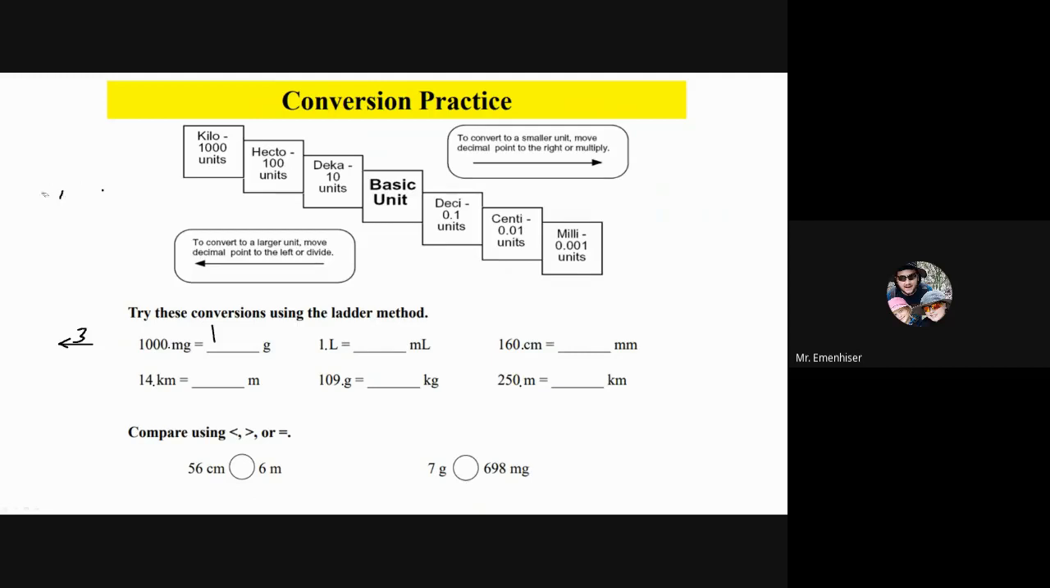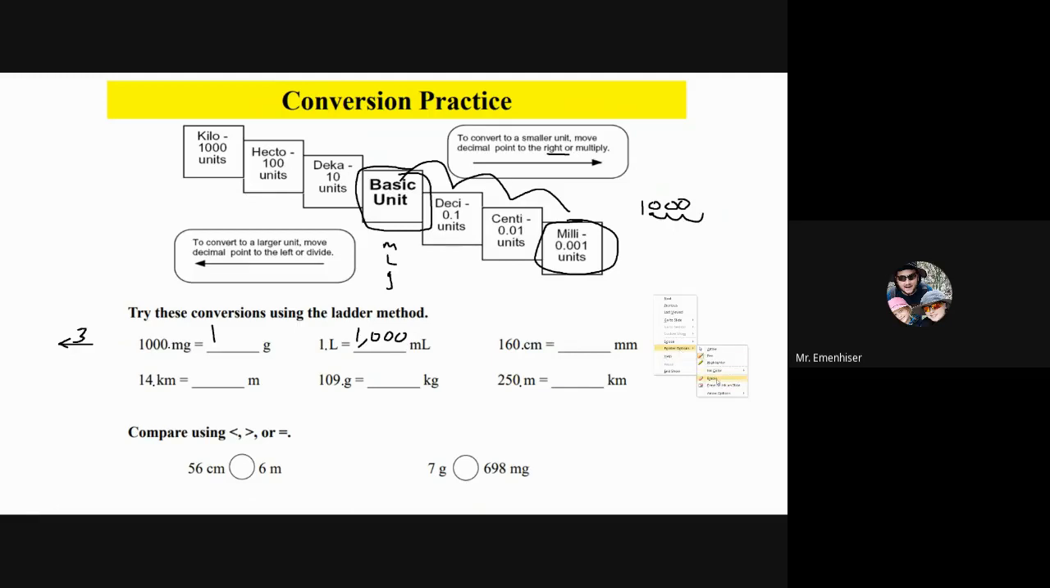Let's even erase this here. One liter to milliliters. So here's our liter. Remember, this is our meter, our liter, and our gram. And we want to go to milliliters, which is here. So 1, 2, 3, and we're moving it to the right. So we start with 1, we move it to the right. 1, 2, 3, add in zeros. Boom, 1,000 milliliters. This one, next one.